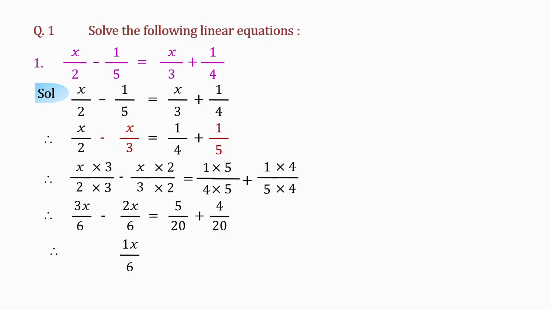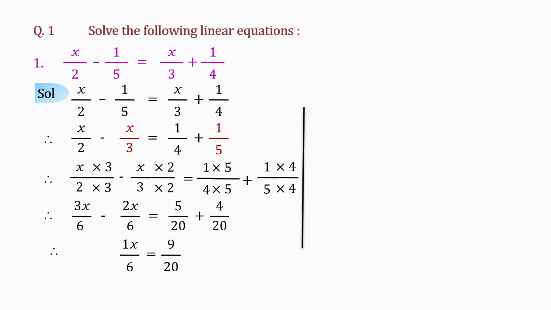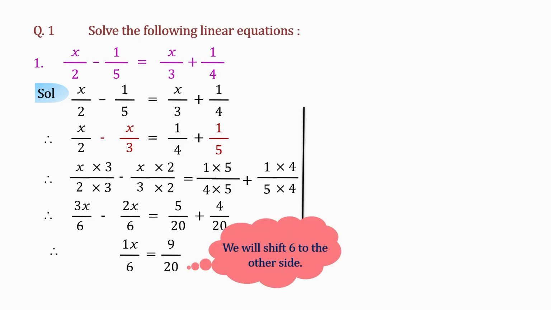Now we will just subtract the numerators. And in this case, we will add the numerators. So now we are going to change the side. We will shift 6 to the other side.